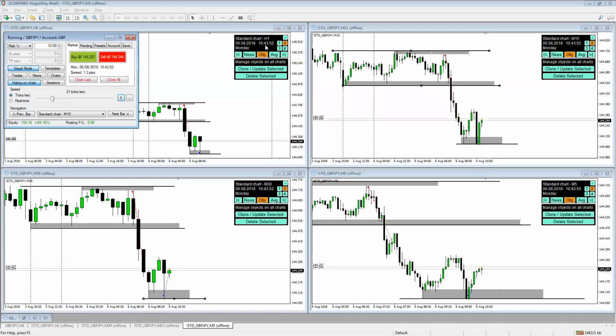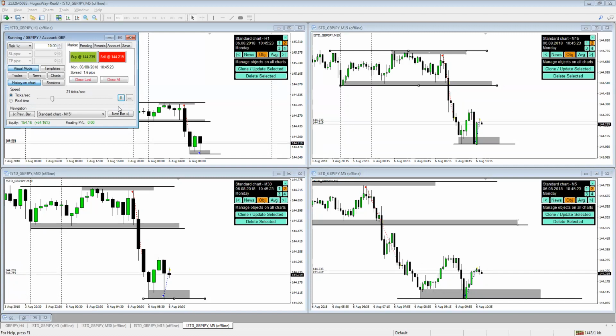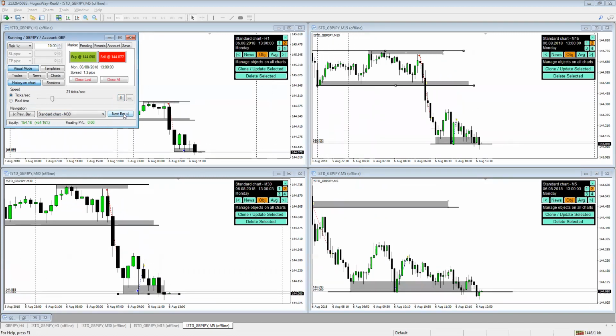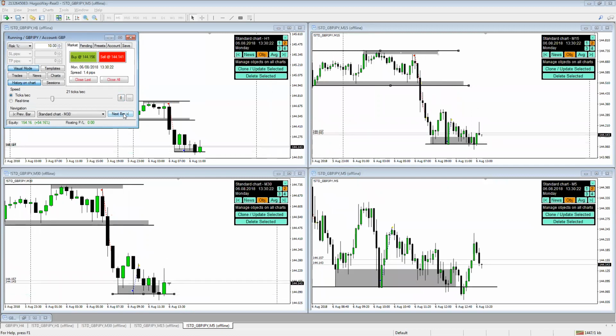So after that, I'm gonna take a London close trade. London close is at 3 p.m. GMT, 15:00. But I like to take a trade starting from 14, so that would be 1 hour, just 1 hour before it closes. It would be 14 here.